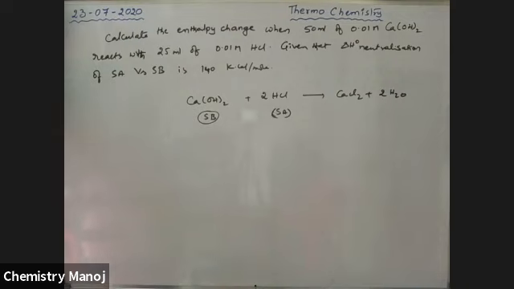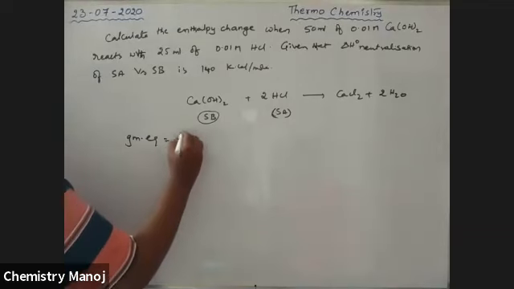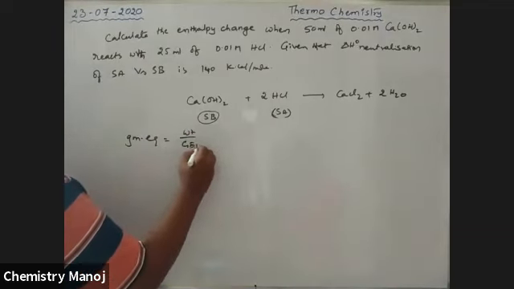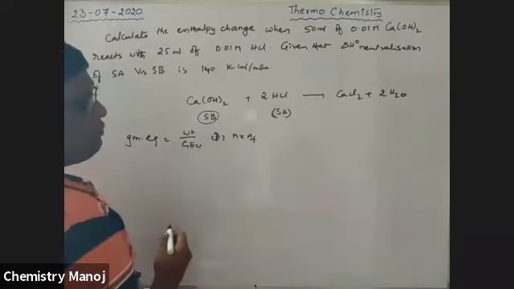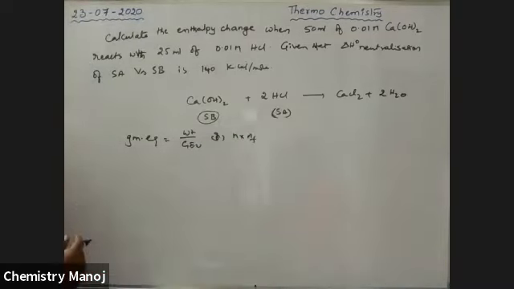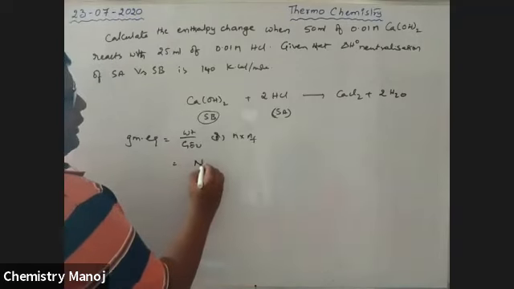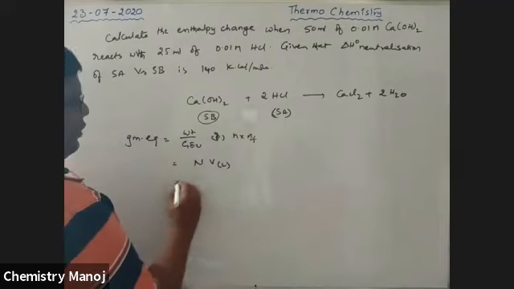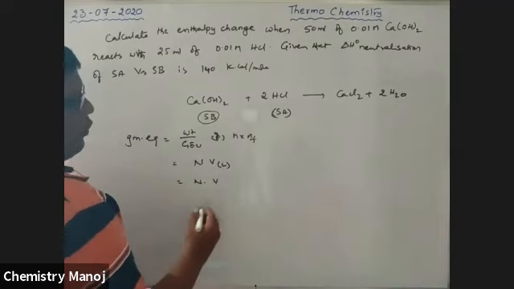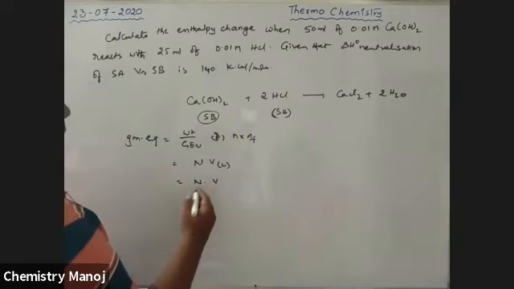How to calculate gram equivalent? Gram equivalents: already the trick is completed. Any weight divided by gram equivalent weight, or n into n factor. Both these values are used, right? Or volume: normality into volume in liters, or normality into volume in milliliters.